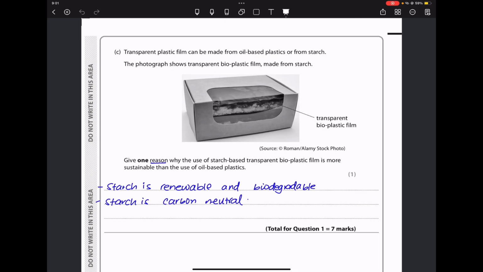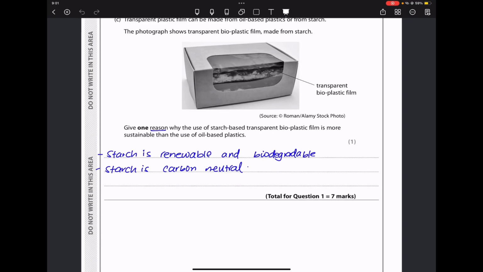In part C, transparent plastic film can be made from oil-based plastics or from starch. The photograph shows transparent biofilm made from starch. So this is the biofilm. They say give one reason why the use of starch-based transparent biofilm is more sustainable than the use of oil-based plastics. So this is because when they use starch, it's going to be a carbon-neutral process, and also starch is renewable as well as biodegradable, so that can be sustainable. So this brings us to the end of question 1.